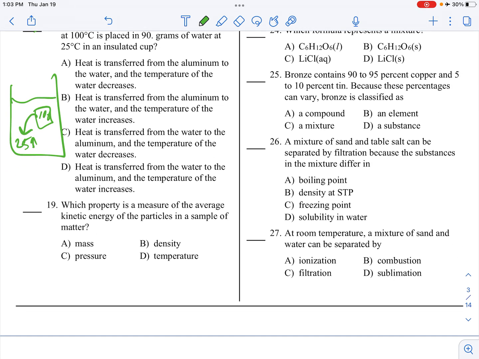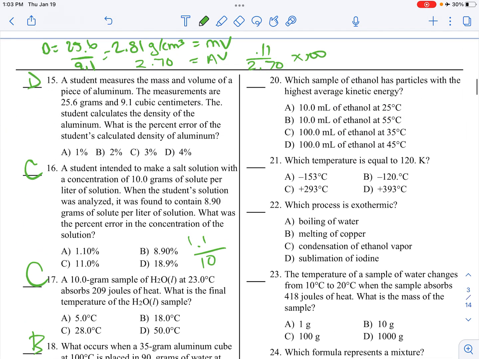Which property is a measure of average kinetic energy? That's the same as temperature. Definition, we got to know. Which has the highest average kinetic energy?